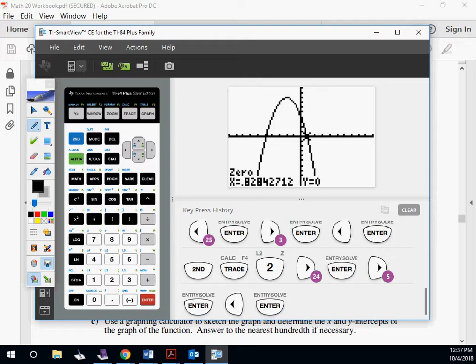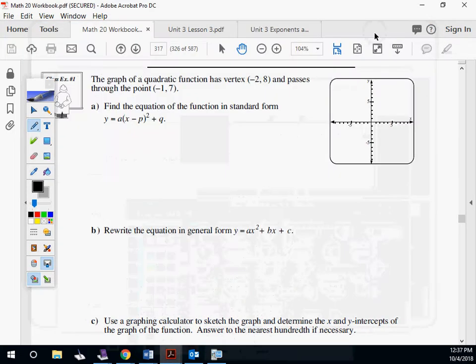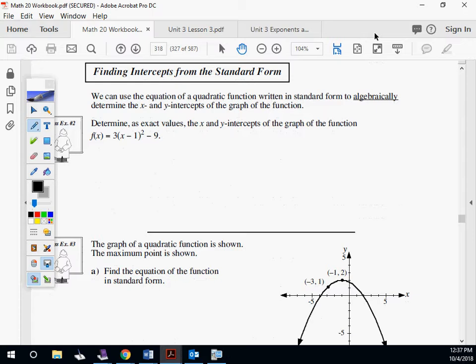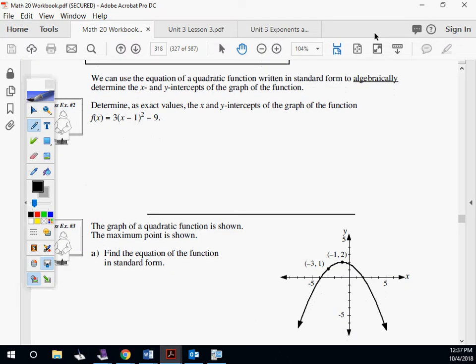Okay. All right, we've got one more page is all, so let's just get this finished up here. All right. Okay, so find the intercepts from standard form. So find the intercepts is still the normal way, right? We know that we can use the equation of a quadratic function written in standard form to determine the x and y intercepts. Determine the exact values of x and y intercepts of the graph of the function from standard.